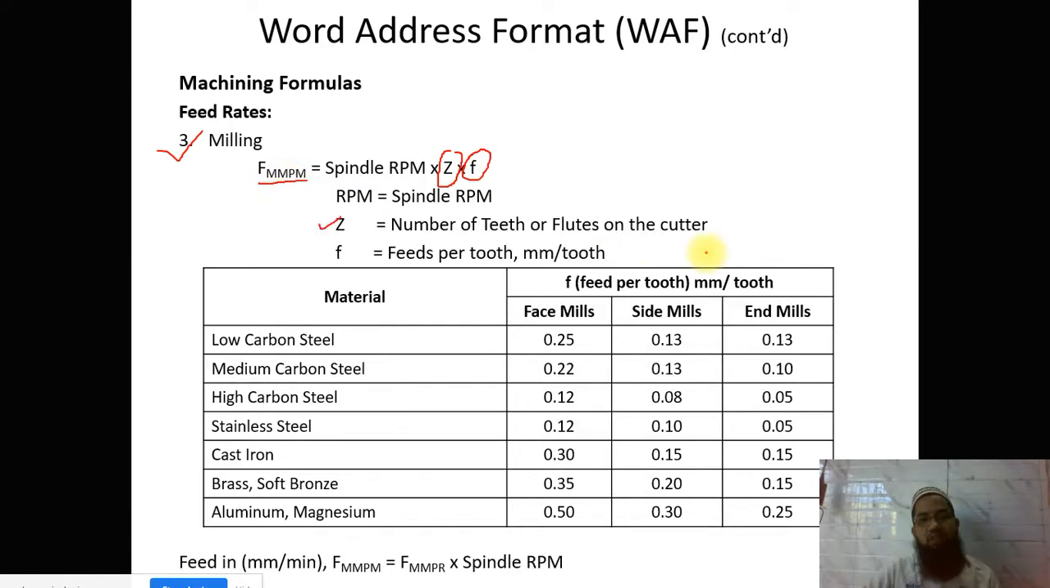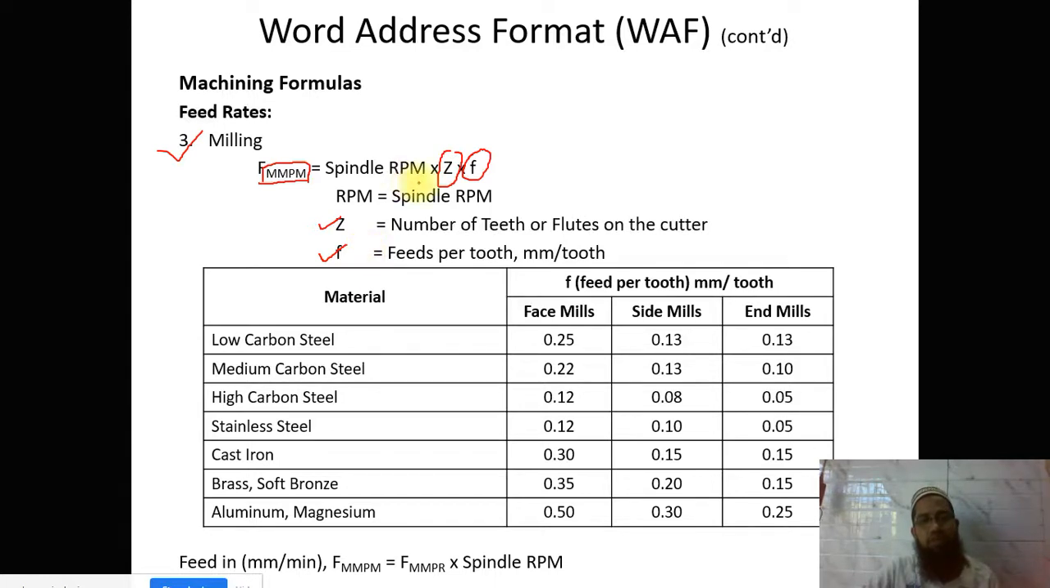F is called the feed per tooth. So this value of F is given. Sometimes students directly take the value of this F as a feed rate. That is given in a unit of per tooth. But we require a feed rate in per revolution. Hence you have to remember this unit. If this unit does not match with the feed rate, it means that you have to convert.